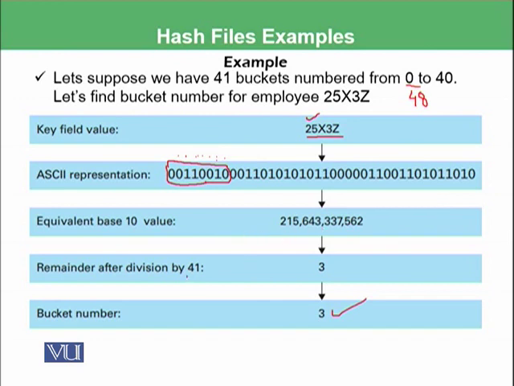we convert it into the base 10 equivalent value, and then we take the remainder. In this example, we have taken the remainder with 41, and we are supposing that we have 40 buckets ranging from 0 to 40. This value has given us 3, and this 3 is the bucket number where it should be stored.